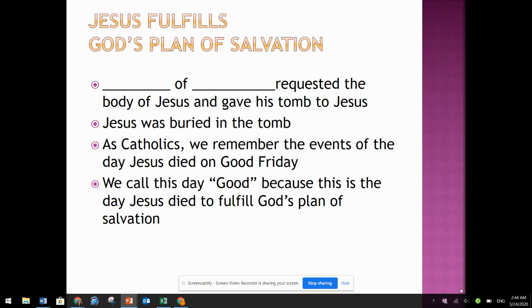So I said earlier that Joseph of Arimathea is your first blank here. Arimathea is spelled A-R-I-M-A-T-H-E-A. He requested the body of Jesus and gave up his tomb for Jesus to lay.